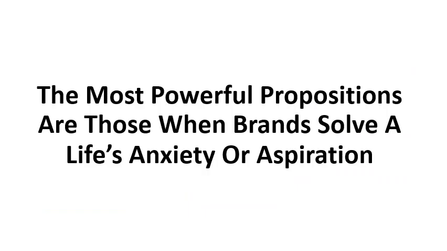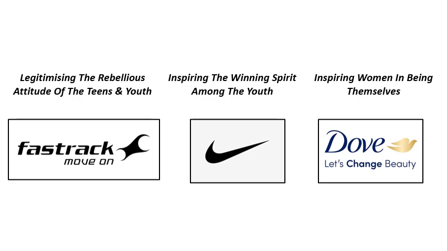But I just wanted to give you examples of how, when brands really connect with life's anxiety or aspiration, they become very powerful. So here are three examples. Fastrack. All it did as a brand was understand that teens and youth always wanted to be rebellious, but society was not allowing them. Through the brand, they legitimized the rebellious attitude of the teens and youth, and that's how they connected. All of us know about Nike.